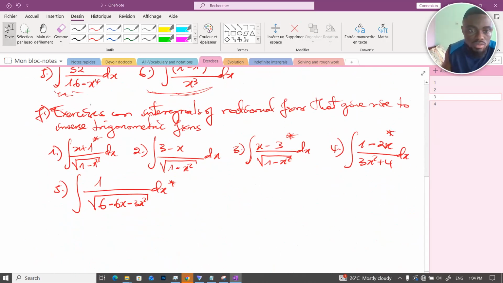I think if you try to do them, you have a perfect mastery of this type. Basically, you can put a pause now on the video and try to exercise yourself on these exercises.